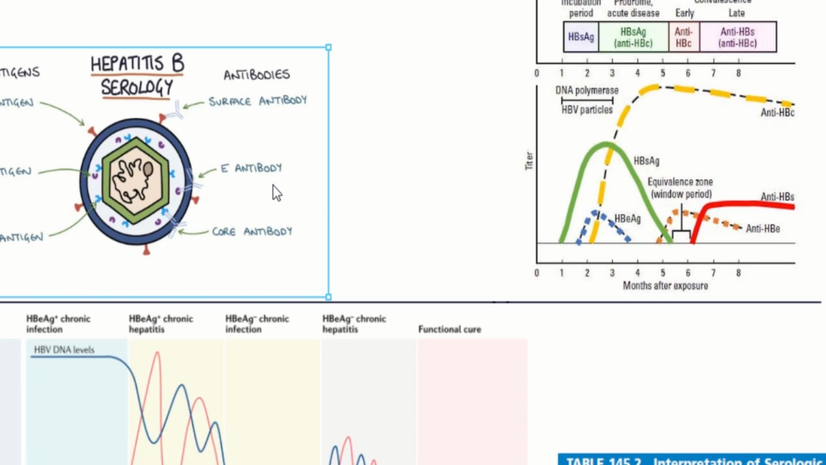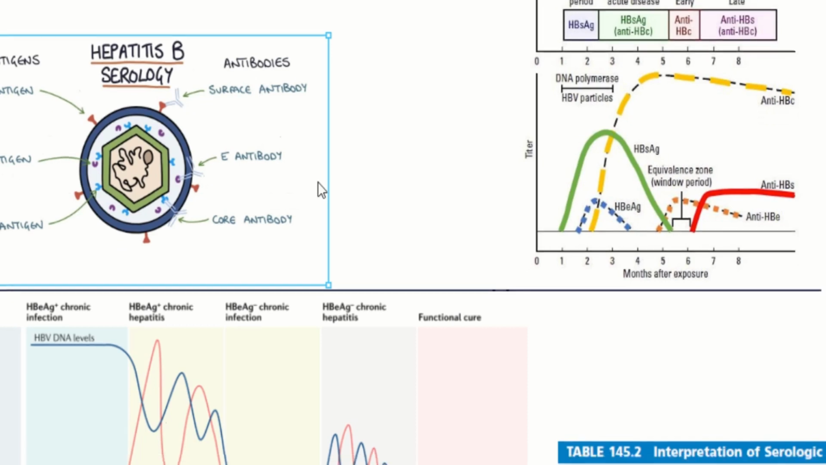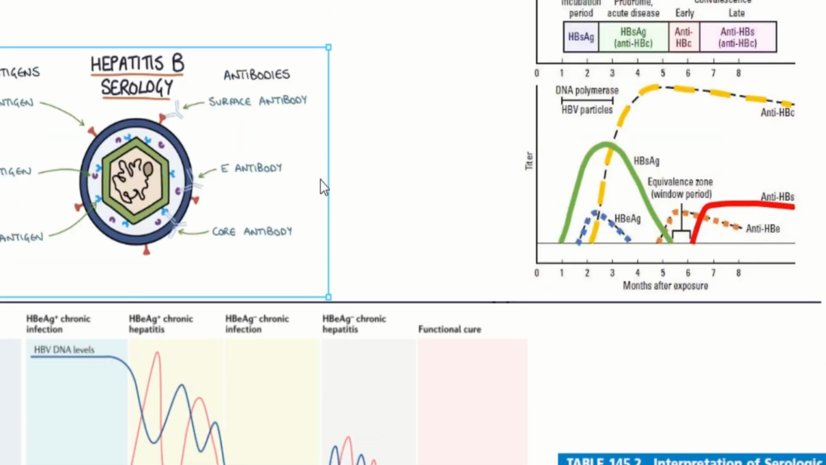So, to recap, the virus has a DNA, capsid, envelope, E antigen, and multiple enzymes. The ones that we can detect or that have importance are the surface antigen, E antigen, core antigen, DNA, the surface antibody, E antibody, and C antibody: HBs antigen, HBe antigen, HBc antigen, HBs antibody, HBe antibody, HBc antibody.